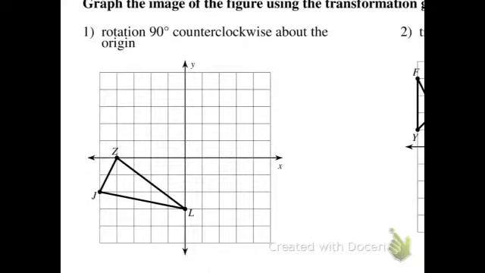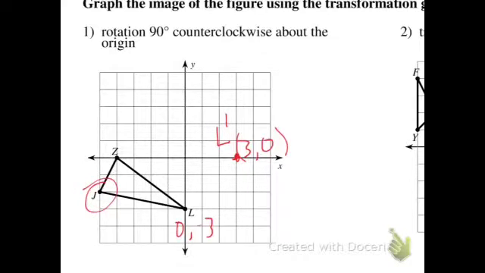So if you notice here, L is at (0, -3). When you do a 90-degree turn, it's going to put it over here at (3, 0). So that's going to be where L prime is, right there at (3, 0).